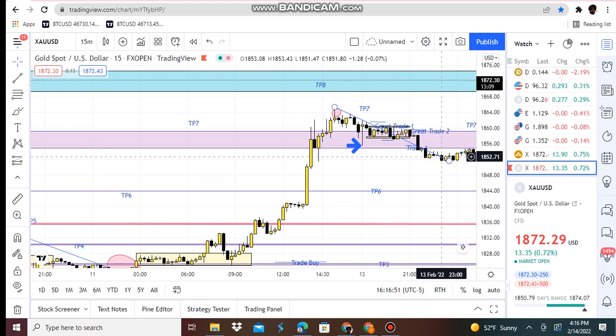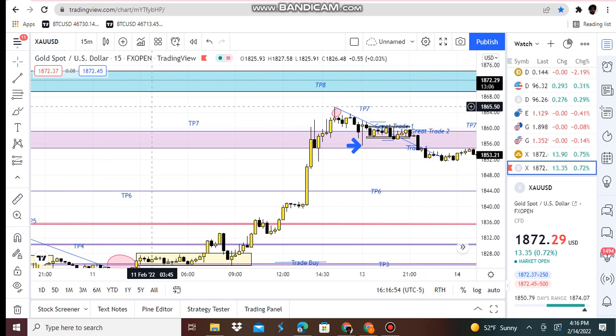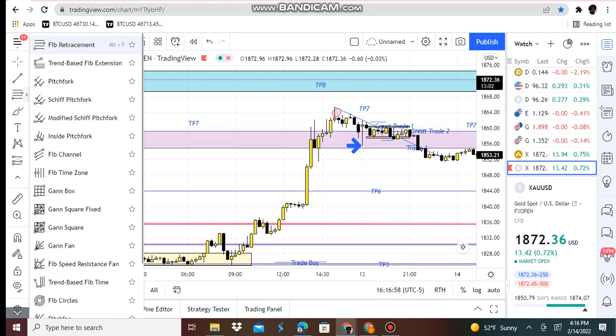Alright, gang. So we thought price was going to go to take profit 6. As you know, we draw our Fibonacci right here, and we have our trend line. Candlesticks are below this trend line. We're in a downtrend. We have our trend line.